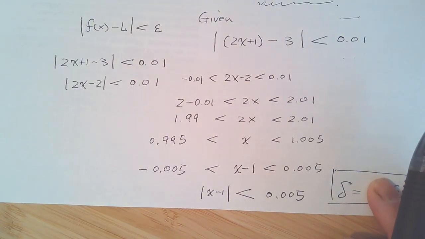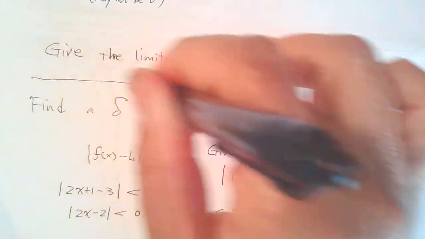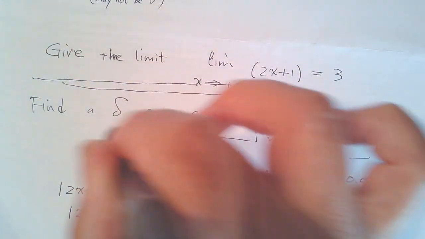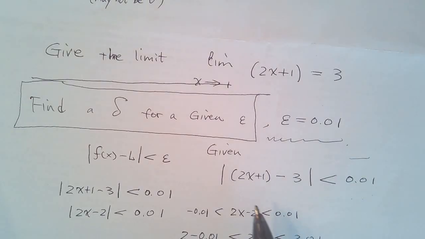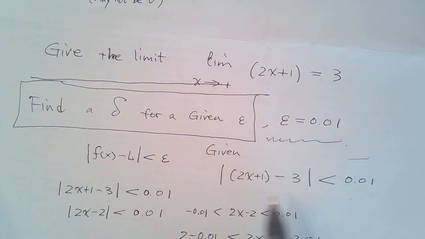It's kind of interesting. So in this example, it's called finding a delta for a given epsilon. I give you the epsilon. Then you put the epsilon in this situation, the absolute value of f of x minus L less than epsilon. Then you're going to go ahead and solve for the absolute value of x minus c, to get delta.